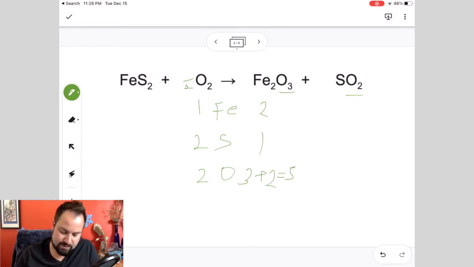But if we move on to the next one here, let's go ahead and do the irons. We're going to need 2 there. Notice that affects the sulfur. Good thing we started with the iron.